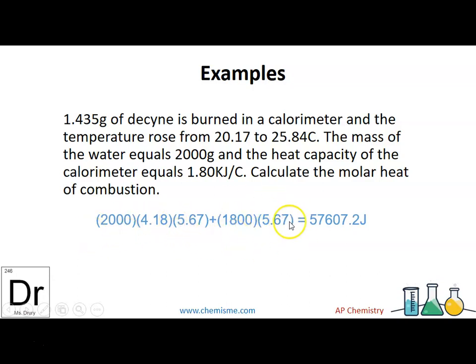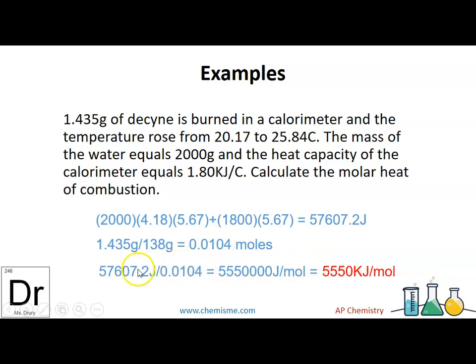So we add it all together, and we get 57,607 joules, which we should sig fig, and maybe change to kilojoules to be clear. If I wanted it in kilojoules per mole, like our last bullet on our objectives, I would need to know how many moles I used. So I'm going to do the 1.435 grams of the compound. I probably would have given you the molar mass of that, so 138 is how much it weighs. I don't expect you to know what it is. We divide and we find out how many moles it is, and if I want kilojoules per mole, I'll change these joules to kilojoules, which would be 57.6.